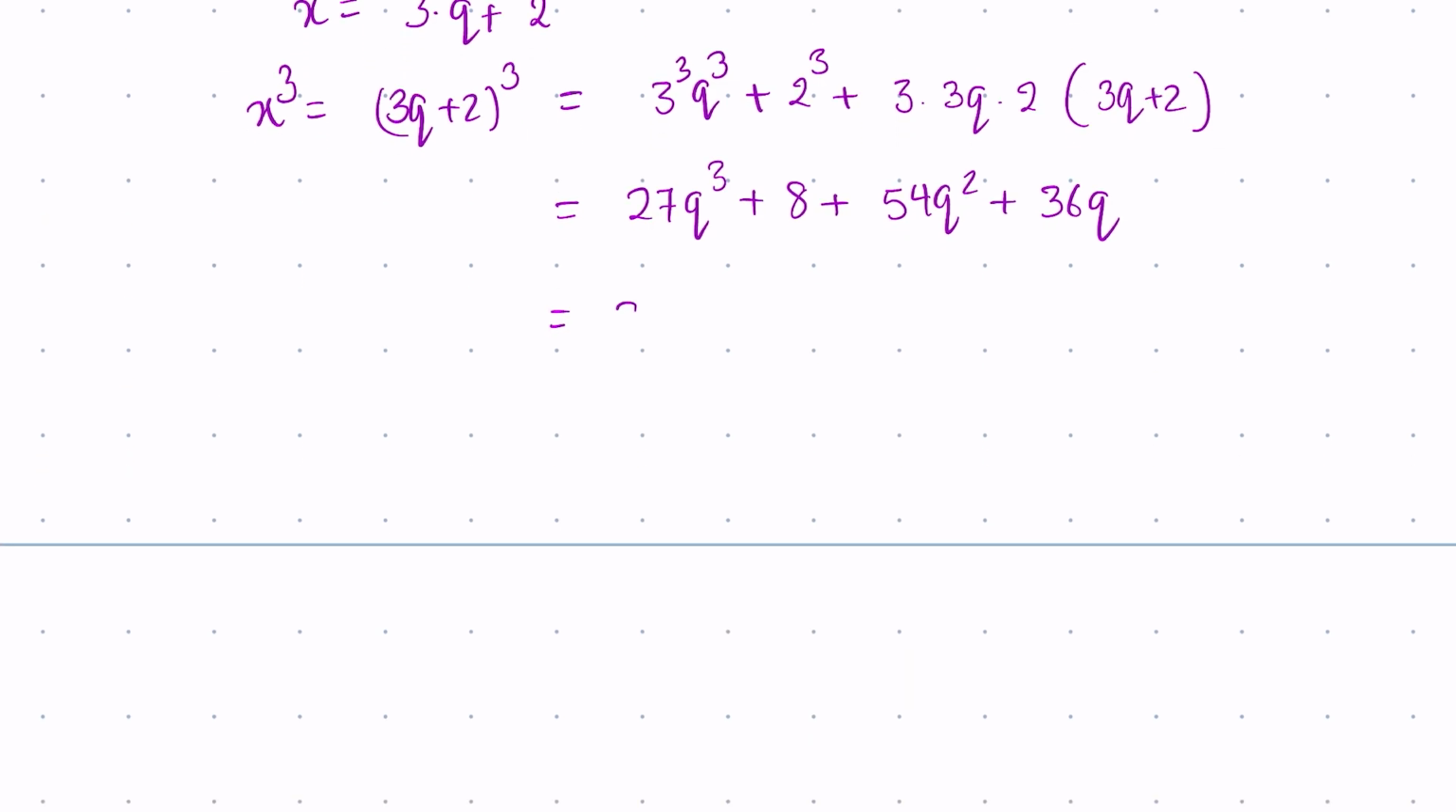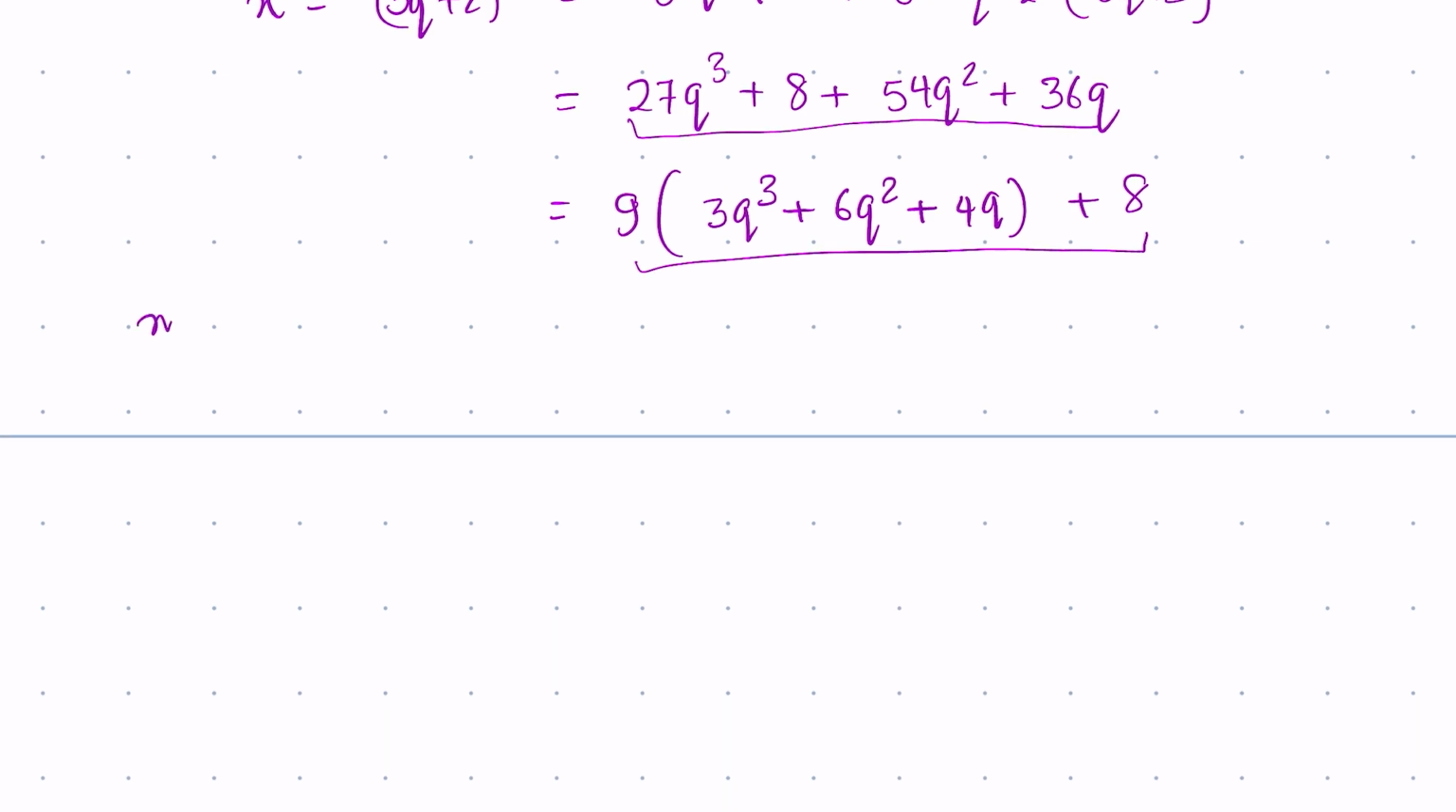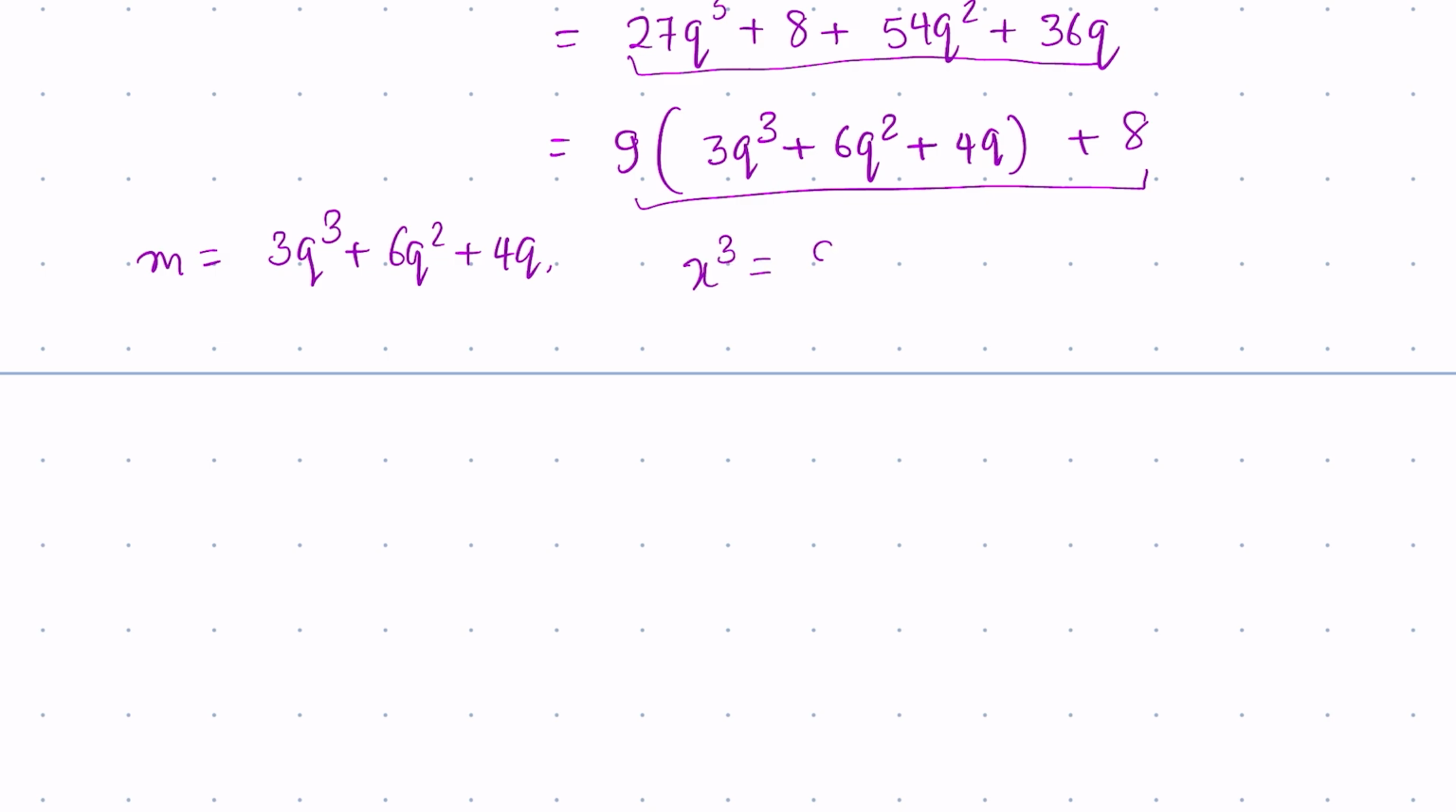Well, let's just take 9 out. So this gives us 3q cubed plus 6q squared plus 4q plus 8. So we're just rearranging the whole thing into this, okay? Which, if we assume m is equal to 3q cubed plus 6q squared plus 4q, is nothing but x cubed is equal to 9m plus 8, which is what we wanted to show. That's our third case. So yeah, there you have it.